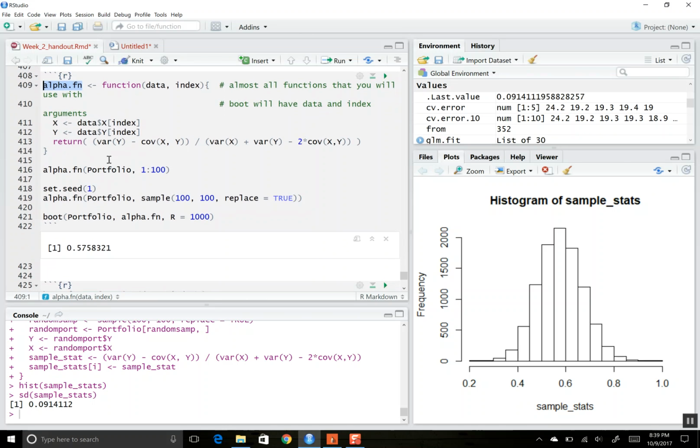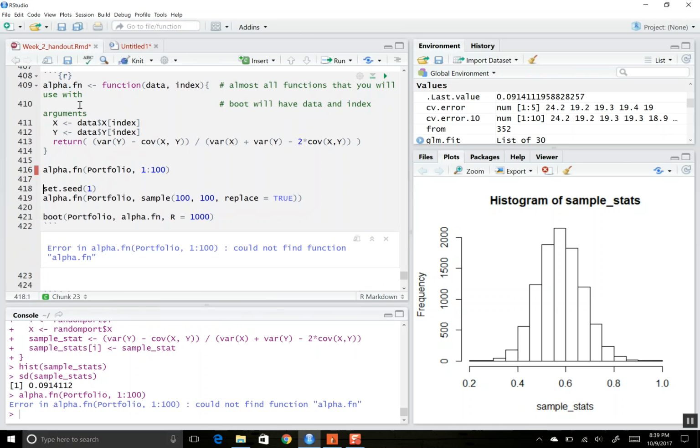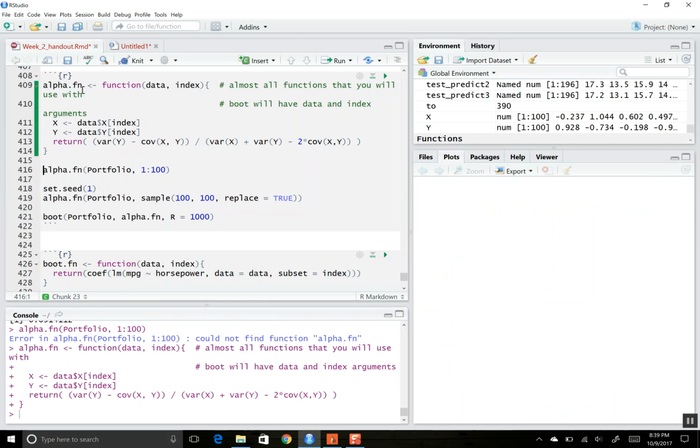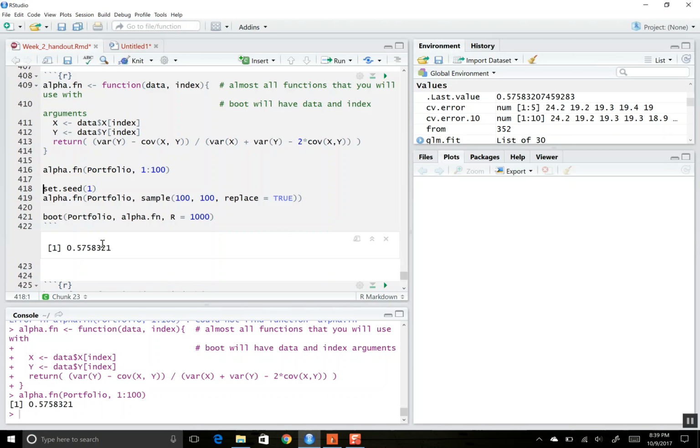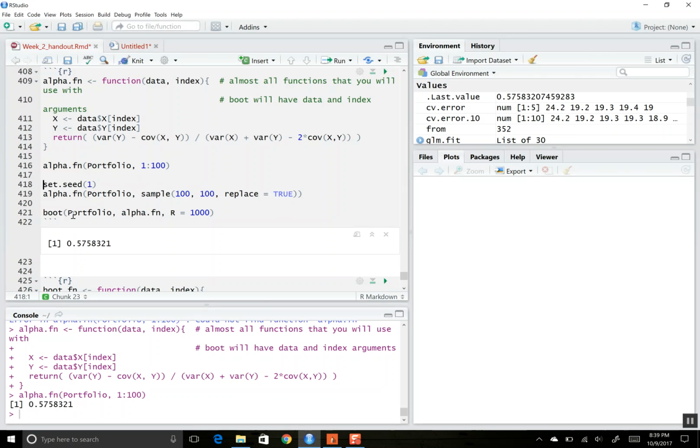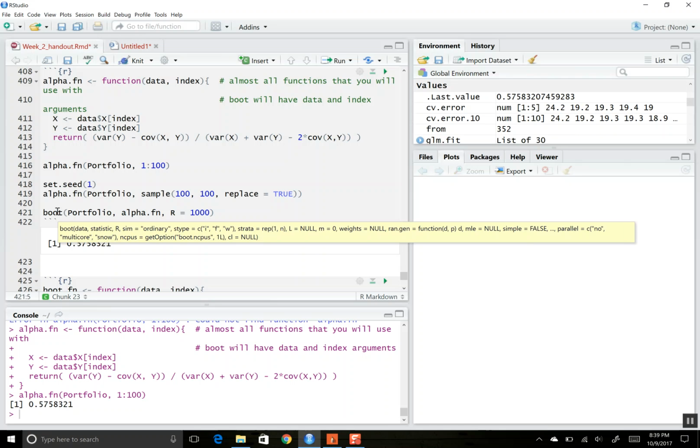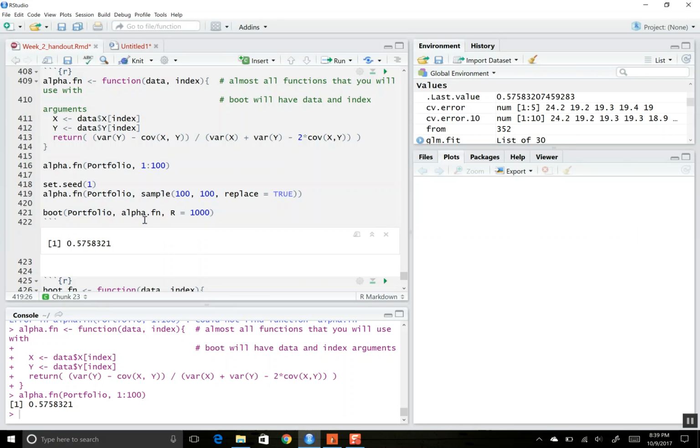And so in this case, on the original data, when we run it, we get exactly what we calculated ourselves, okay? And then to run the bootstrap, you run boot, and then you say alpha.fn, the function, and you say repeat this 1,000 times, or maybe we can do 10,000 times or something like that, okay?